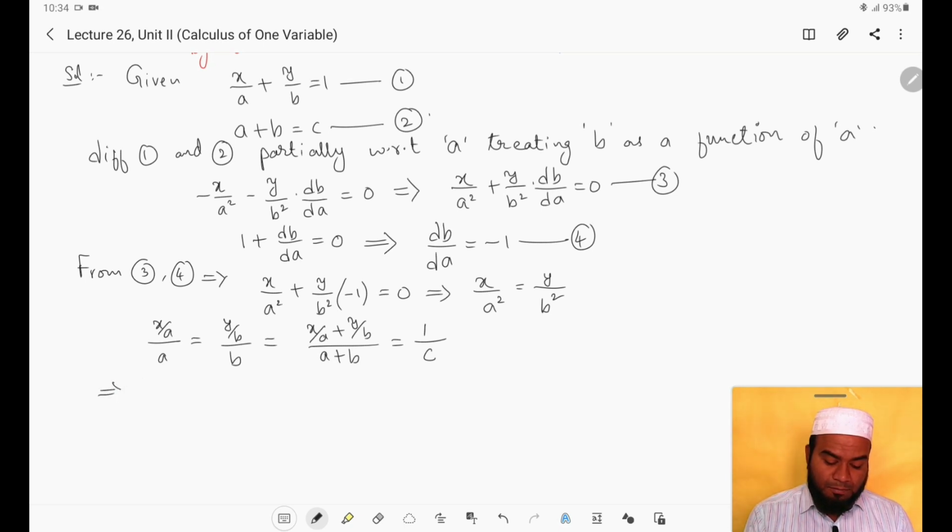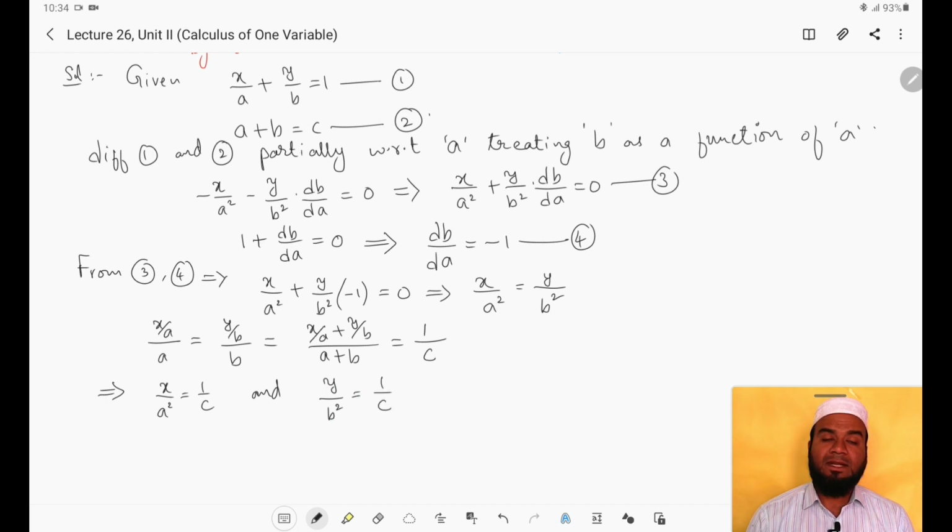Now what I'm going to do is equate this and this. x by a square equals 1 by c. So what will I get? x by a square equals 1 by c. When I equate this one and this last, what will happen? y by b square equals 1 by c, right?